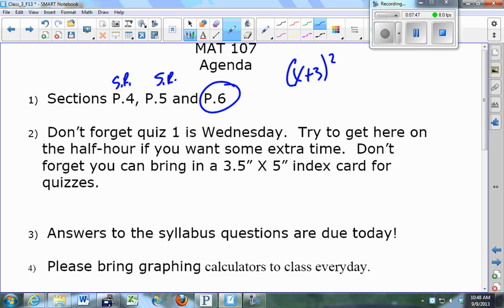Answers to the syllabus questions due today, they should be in the blue folder. And do you think I'm talking fast today? I am, because we got a lot to do. And please bring graphing calculators to class every day from now on.